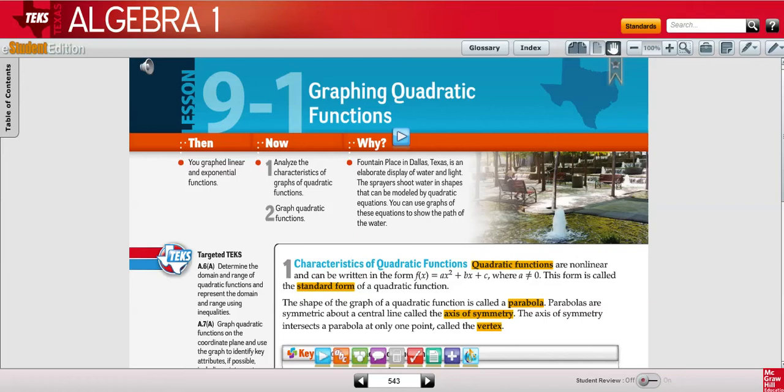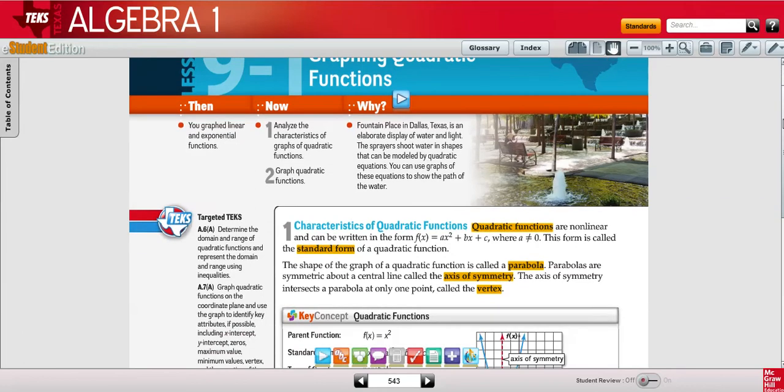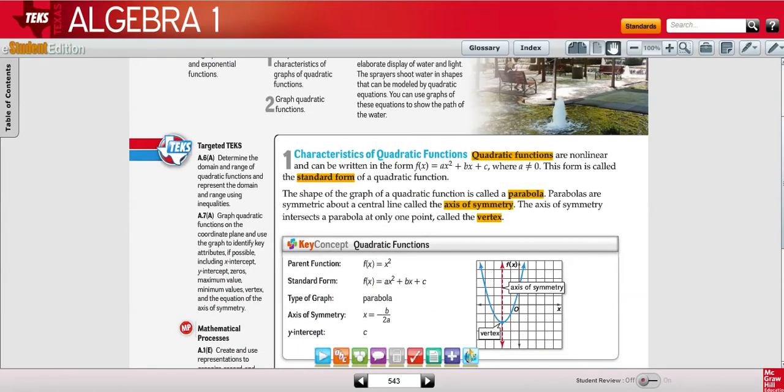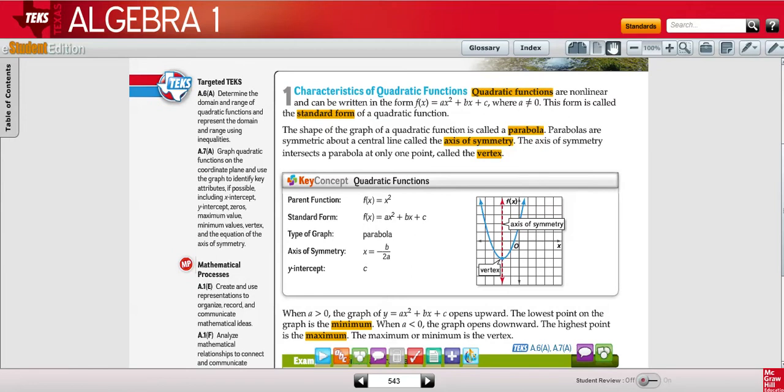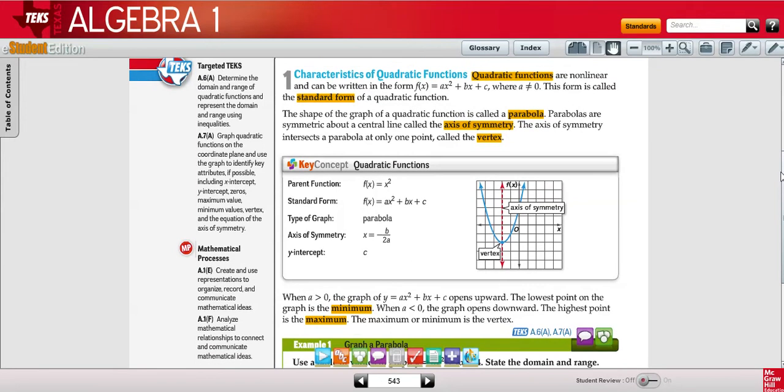So for our actual notes, I'm going to take it straight from the actual textbook. This is page 543, lesson 9-1 in the algebra textbook. The first section we're going to look at is graphing quadratic functions. Here we're going to learn some key characteristics about quadratic functions, how they look on a graph, and in another video you'll also figure out some ways to do quadratics on the calculator.